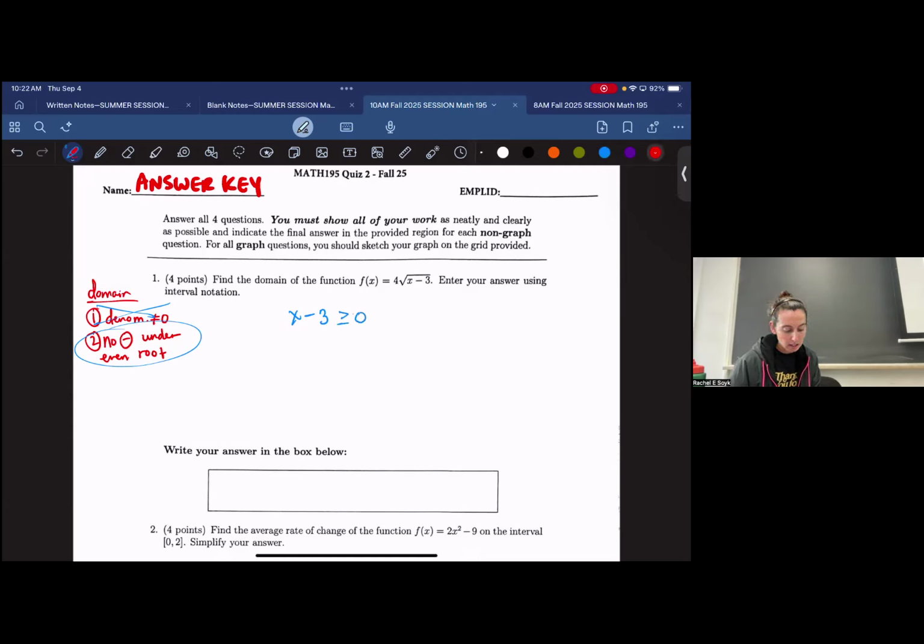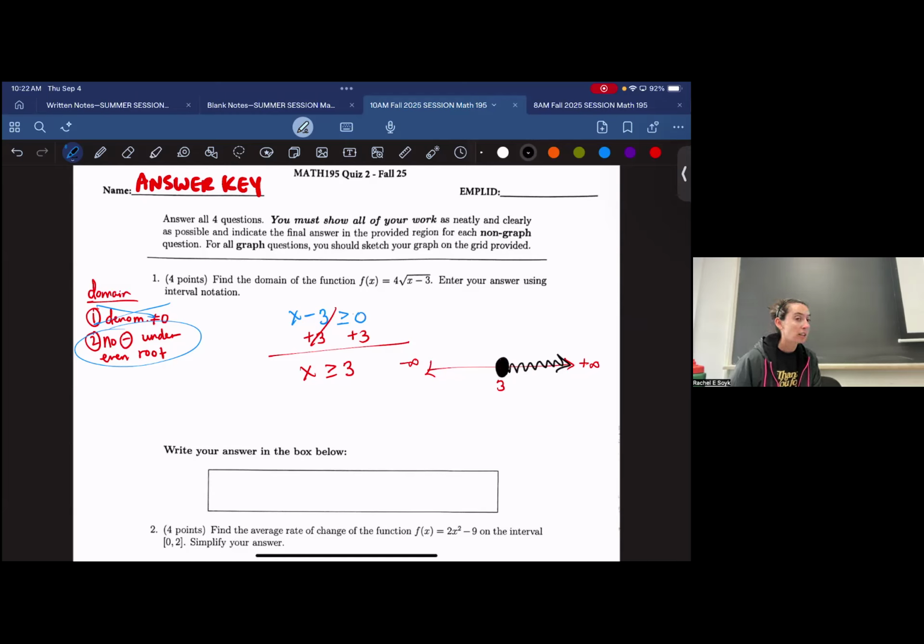And now from this stage, we just utilize our knowledge of inverse operations. We add 3 to both sides so that we get x is greater than or equal to 3. From a number line standpoint, are we going to have an open circle or a closed circle at 3? Closed, because we're including 3. And are we shading to the left or to the right? To the right. Good.